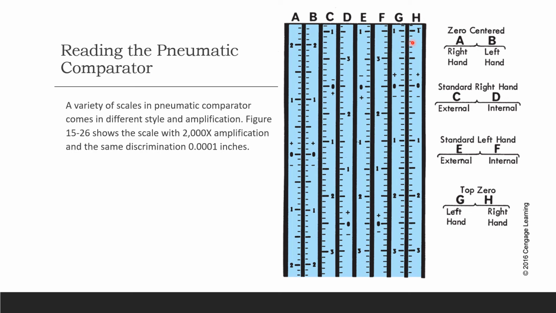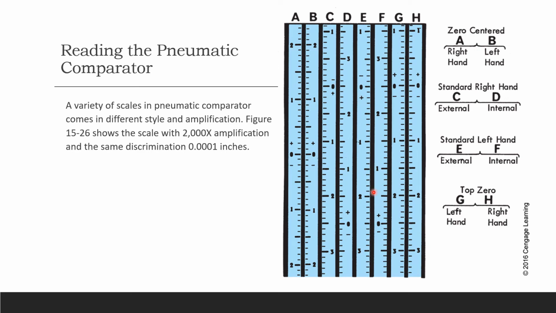And your G and H is your top zero. Here, the same thing. 1, then 2, and then 3. And if you look at it here, that's your plus and that's your minus. Flip. You can see the plus is right there, and the minus is on this side, see? And we call that the top zero. Why? The zero is now on the top of the scale. So make sure you know where the plus is.